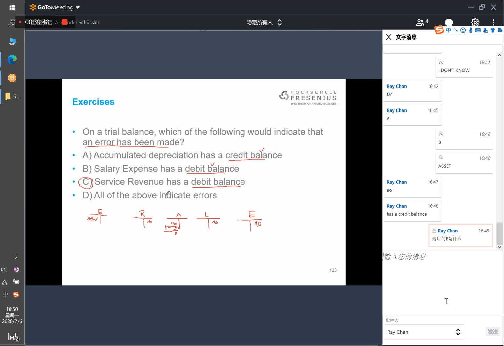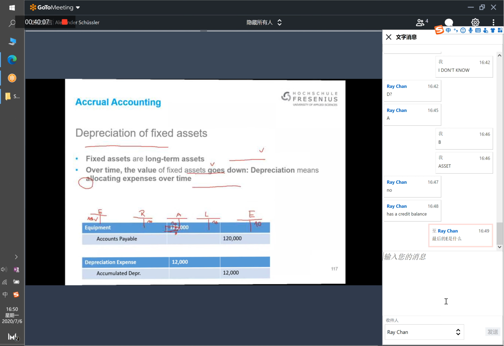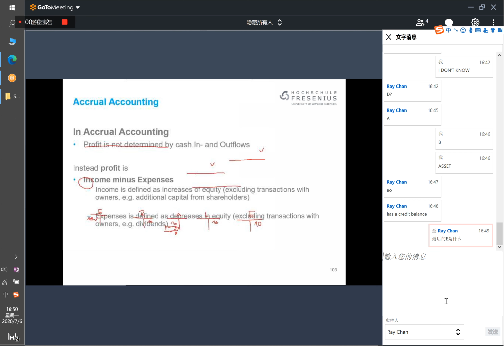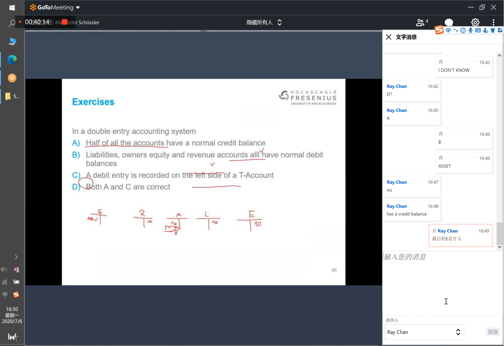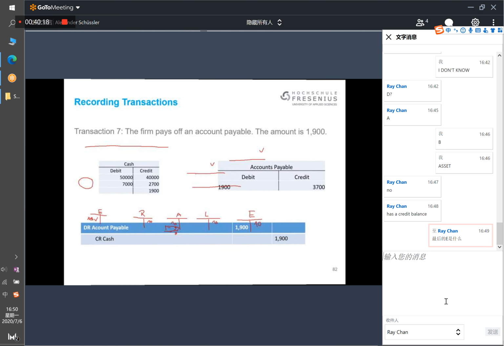And service revenue, here we're talking about revenue. They have a credit balance and not a debit balance. So a debit balance is wrong. If you have problems with that, you can go back.